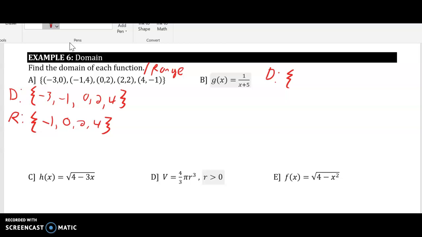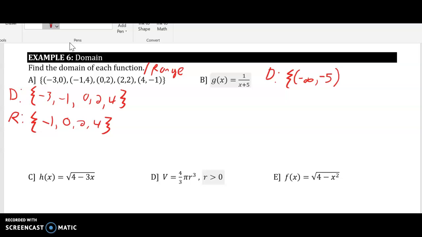So here's what we're going to do. We're going to use parentheses, negative infinity, because I can plug in a huge negative number, -1 billion, and it's okay. Comma. Where can I go to? I can go to -5. I can't plug in -5, and that's why we use a parenthesis. If I could plug in -5, then I would put a bracket here. But I can't plug in -5.